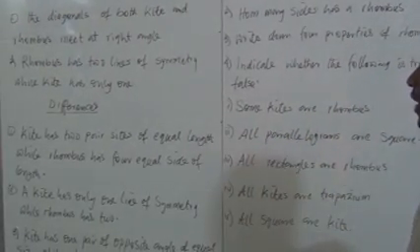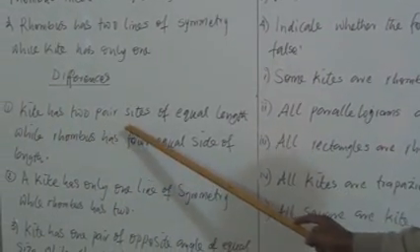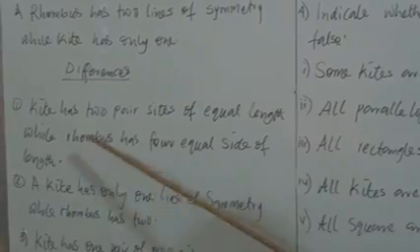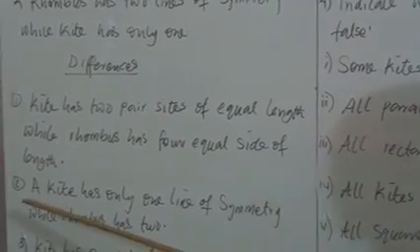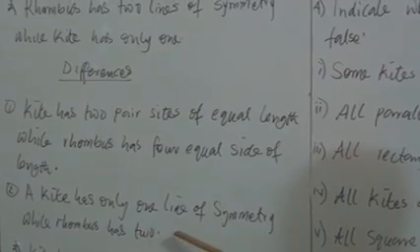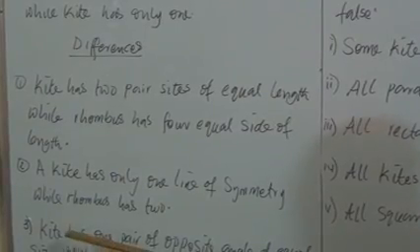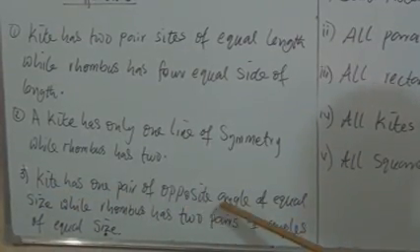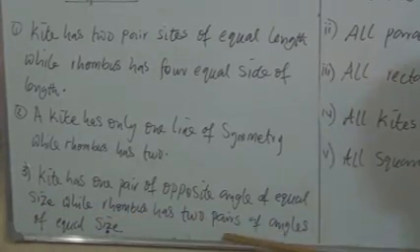Then there are differences. Like I said, anything that has similarities will surely have differences. Number one, a kite has two pairs of sides of equal length, while a rhombus has four equal sides. Number two, a kite has only one line of symmetry, while a rhombus has two. And number three, a kite has one pair of opposite angles of equal size, while a rhombus has two pairs of angles of equal size.